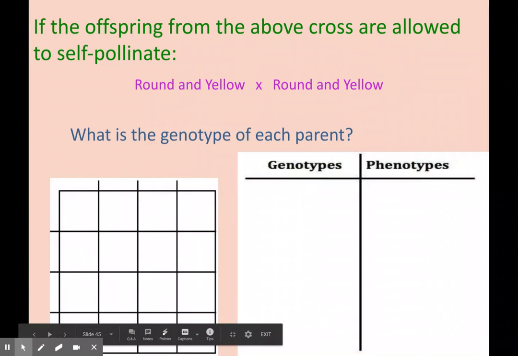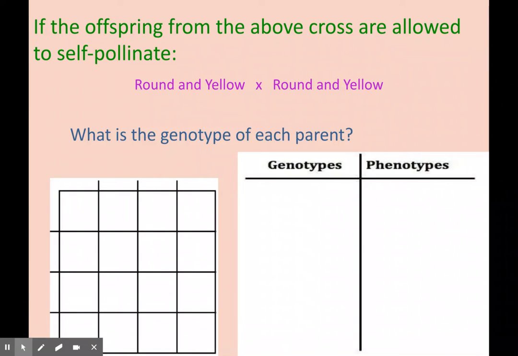Okay, so if the offspring from the above cross are allowed to self-pollinate, what are we going to get? That's going to give us, on the last one, remember we got big R, and big G, little g on every single one. All right, this is where things get a little complicated.